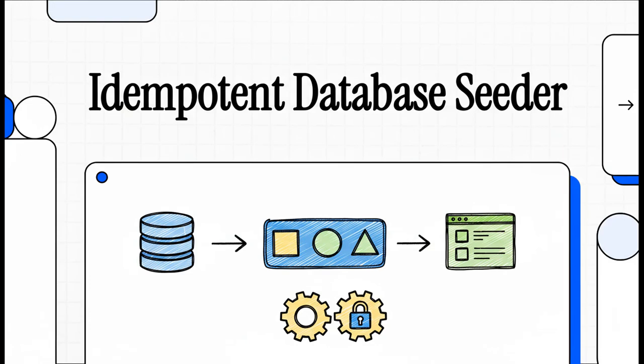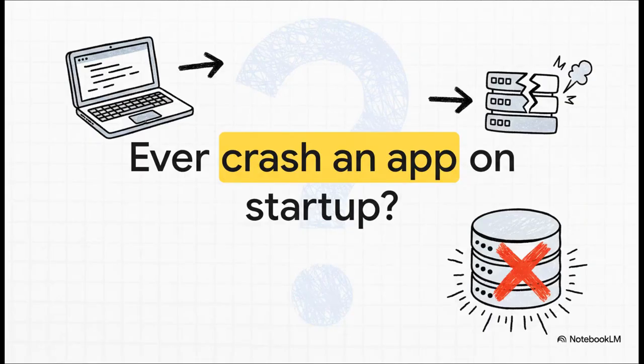All right, today we're going to dive into a classic but super important engineering problem. How do you handle all that initial data your application needs just to get up and running? We're talking about doing it the right way, safely, professionally, and the key to all of this is something called an idempotent database seeder.